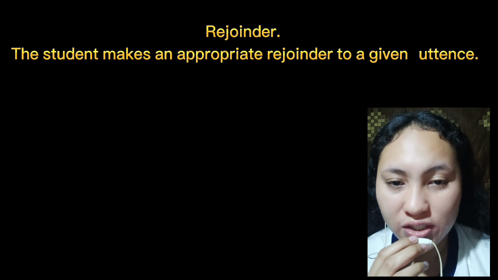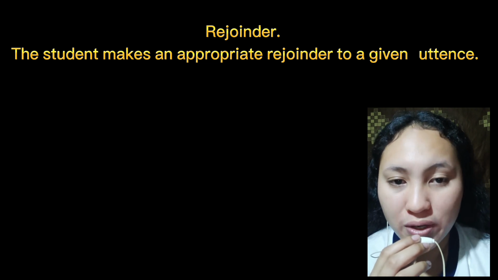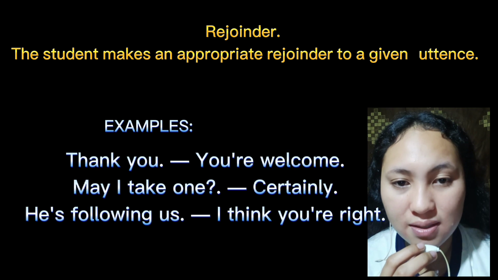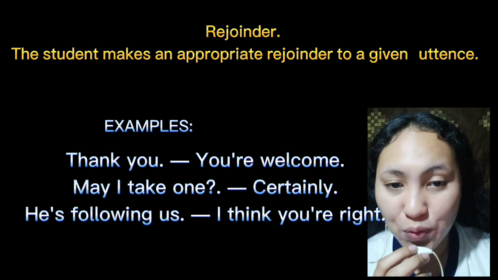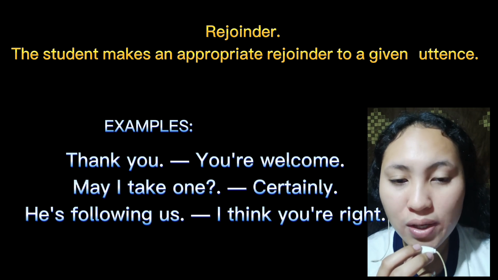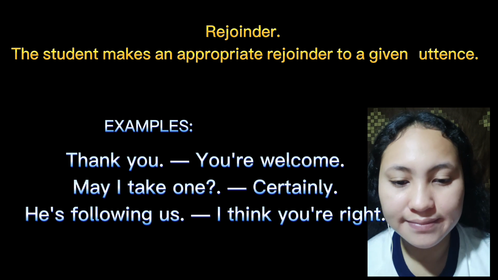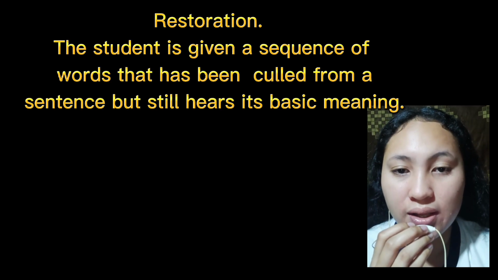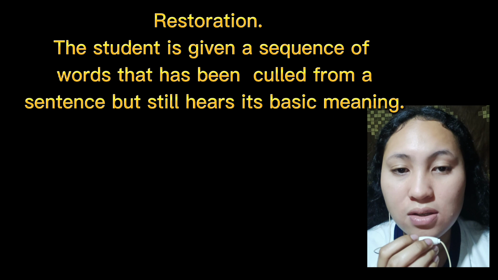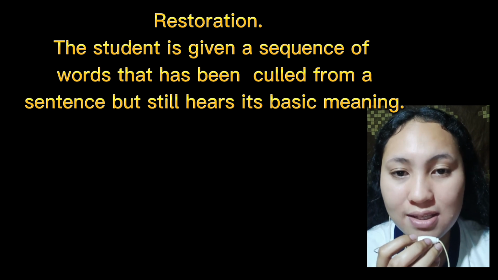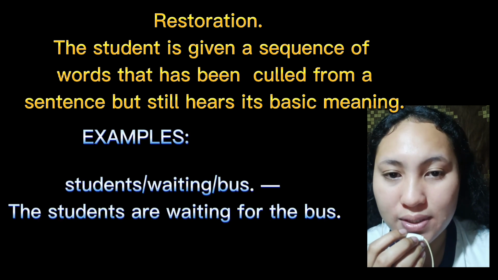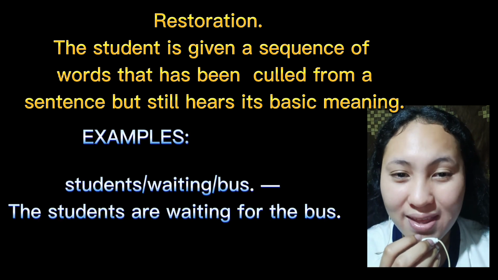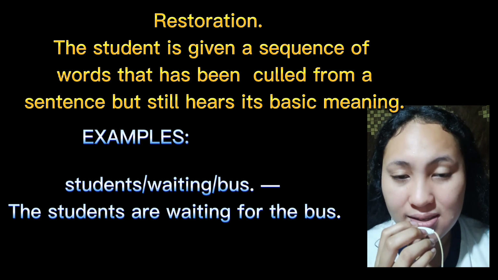Rejoinder. The student makes an appropriate rejoinder to a given utterance. Examples: thank you, you're welcome. May I take one? Certainly. He's following us. I think you're right. Situation. The student is given a sequence of words that has been cut from a sentence but still hears its basic meaning. Example: students waiting bus. In a sentence, the students are waiting for the bus.